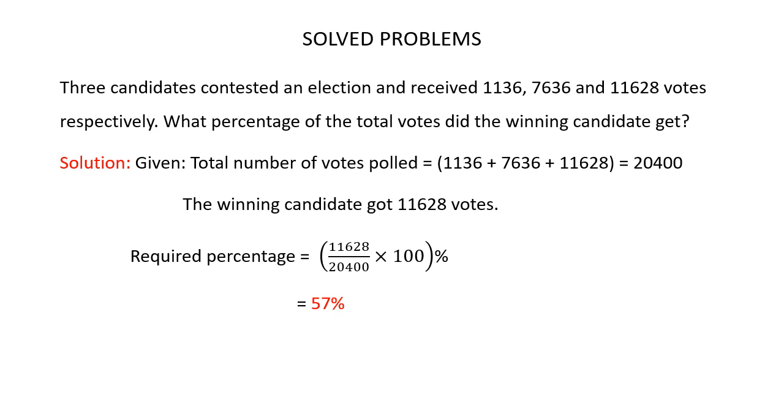But we are asked to find what percentage of the total votes he got. So the required percentage is 11,628 divided by 20,400 multiplied by 100%. When we solve this, we'll get 57%. So the winning candidate got 57% of the total votes polled.